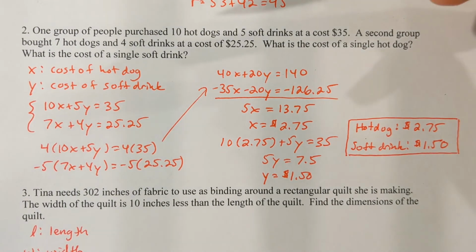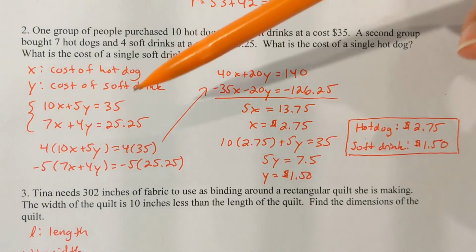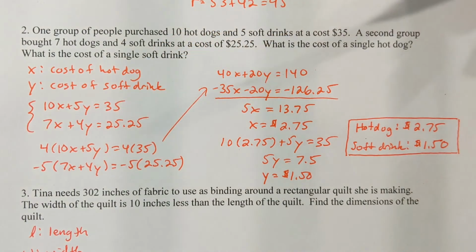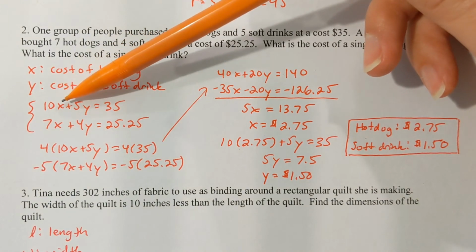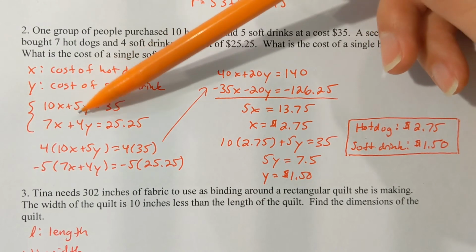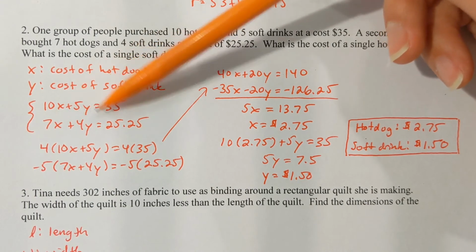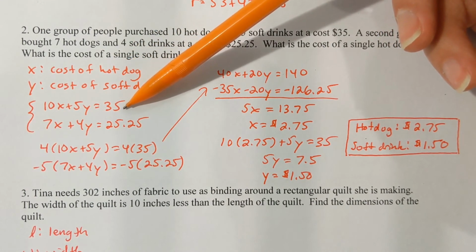Okay. I'm going to let X represent the cost of a hot dog and Y represent the cost of a soft drink. So now I'm going to form two equations here, and each equation is going to represent what they're telling me about each of these two groups. So one group of people bought 10 hot dogs and 5 soft drinks at a cost of $35. Well, you're going to purchase 10 hot dogs at a cost of X dollars per hot dog, and whatever that total is, then you're going to buy 5 soft drinks at a cost of Y dollars per soft drink, and that grand total then from group 1 was $35.